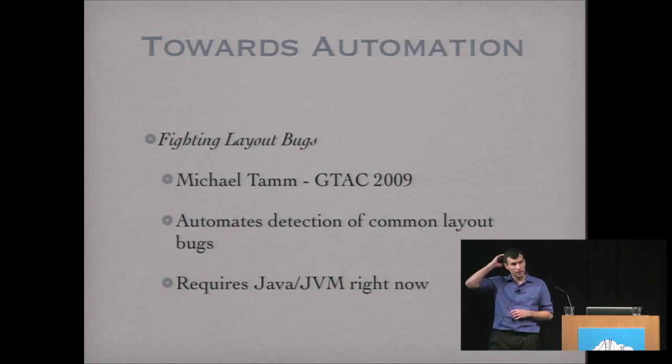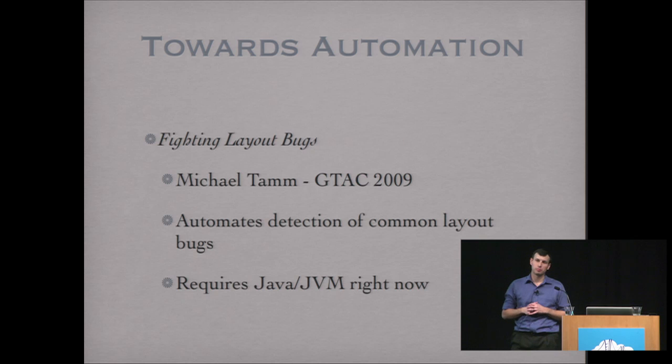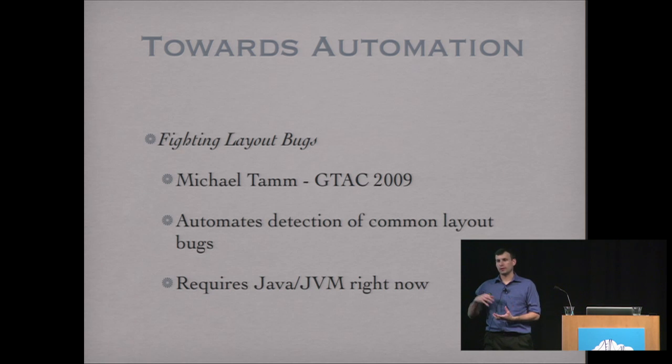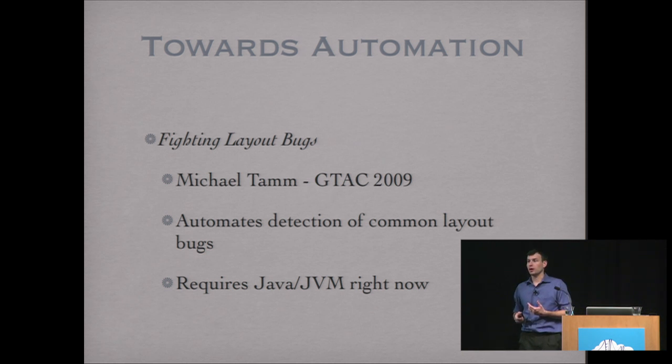We have seen some work towards automating this. Particularly 2 years ago, Michael Tam gave a wonderful talk at GTAC in Zurich about his open source Fighting Layout Bugs library. And what he was trying to do was provide a tool that worked like FindBugs, where it would parse a page and handle a common set of rendering issues, such as low text contrast, or text that collided with div boundaries, content regions that overlapped. And this worked pretty well if you're willing to work within Java or the JVM.